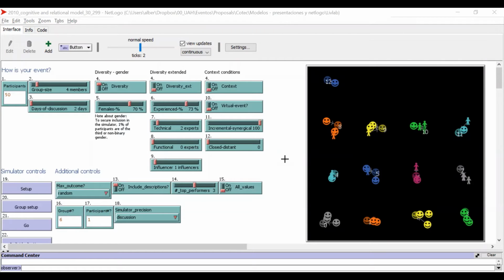This is a general introduction to the LivLab Simulator. With this simulator, what we are aiming at is the possibility of replicating certain characteristics of collaborative events to check which of those characteristics impact the events and produce certain outcomes.